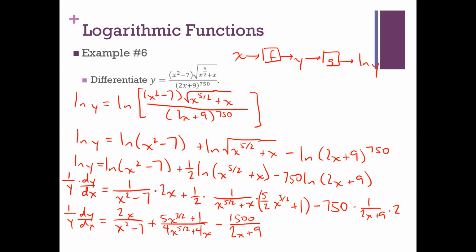So I'm going to multiply y to both sides, and I'm going to cheat a little bit because I'm out of room. What is y? I don't want a derivative dy over dx in terms of x and y. I would love for it to be totally in terms of x. y is the thing that we started with: x squared minus 7 times x to the 5 halves plus x, all over 2x plus 9 to the power of 750. That is dy dx. Would you ever put a problem like this on the test?